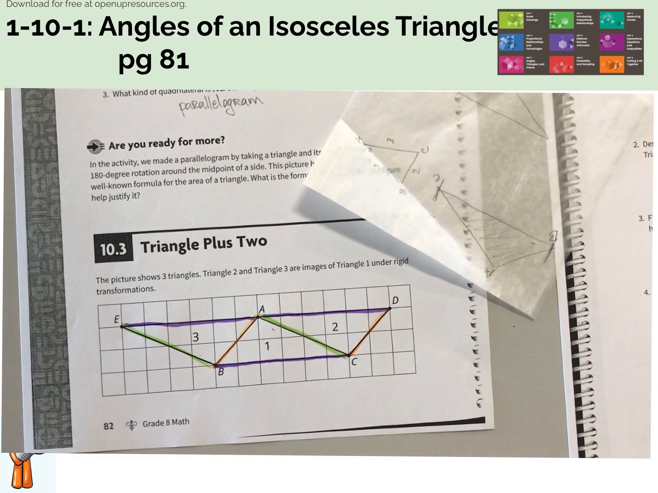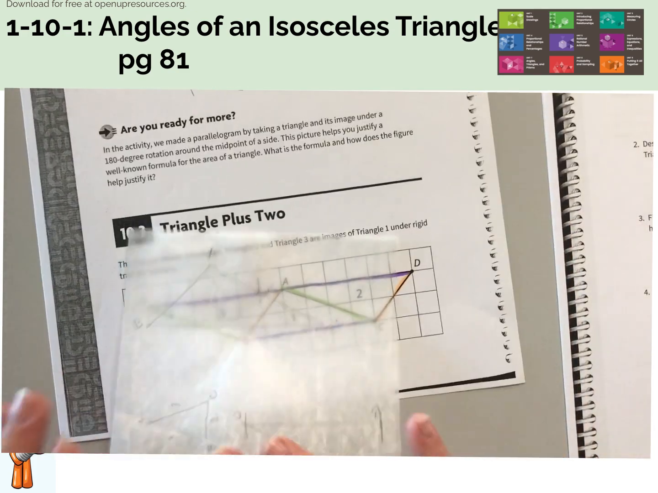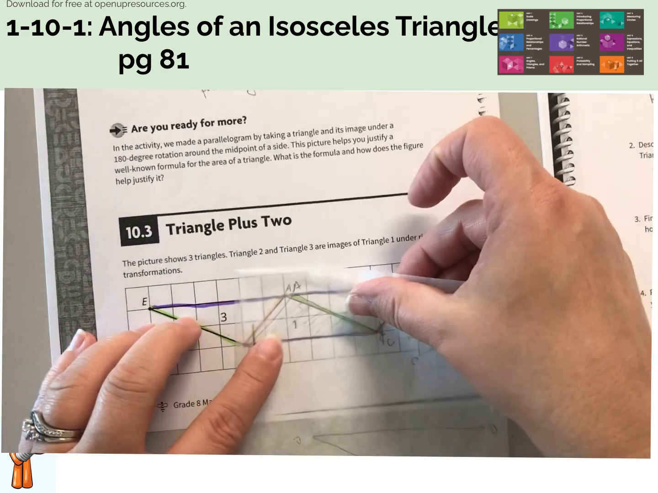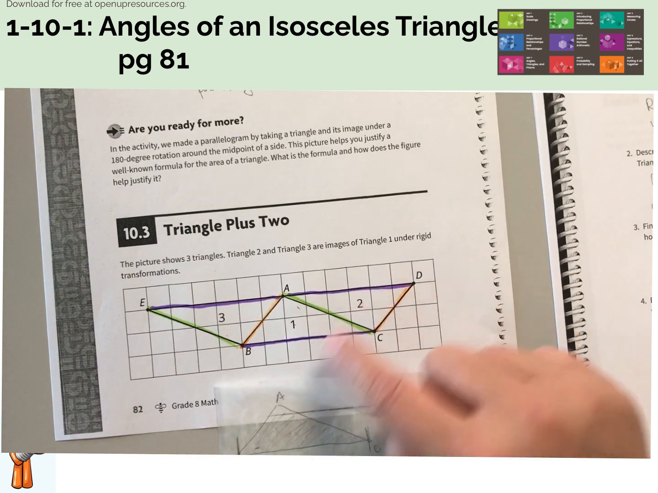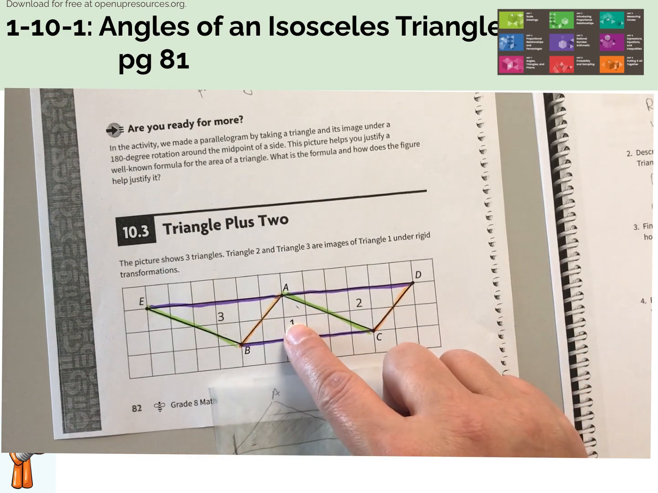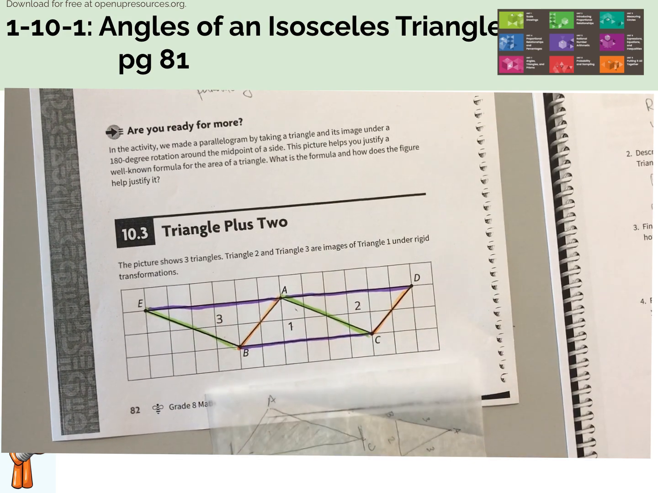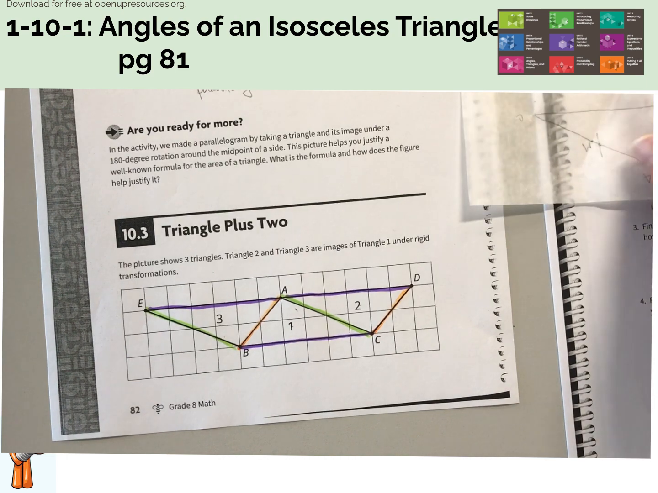Yeah. Why are all these the same? Well, remember how we took our trace paper, we made triangle 1 become triangle 2. So they have the same pieces. And then we took triangle 1 to make it triangle 3, and they have the same pieces. Okay, so here are sides that are the same.